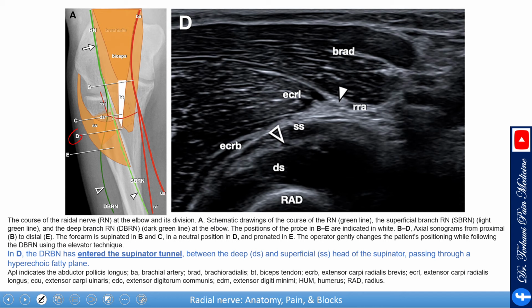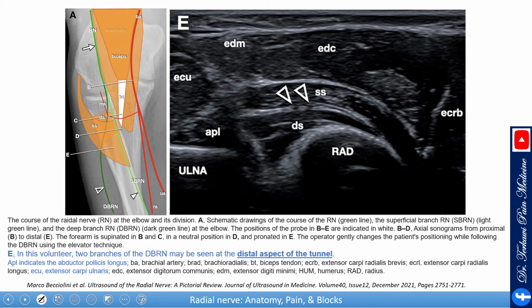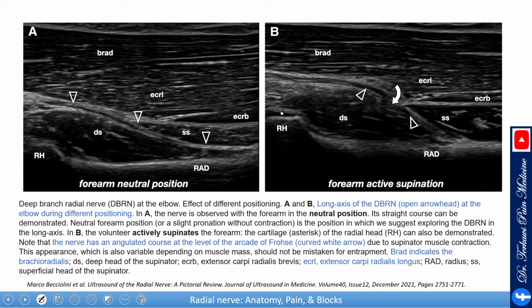So now we entered the supinator. So we have, this is the superficial and this is the deep. So again, we are inside the supinator where we have the supinator syndrome. And here, even farther down, but still inside the supinator, this is all supinator, and you can appreciate even the posterior interosseus start to bifurcate at this level. So this image here is a long axis view of the deep branch of the interosseus.